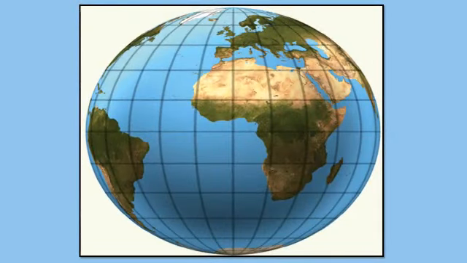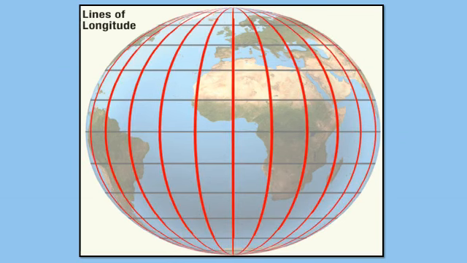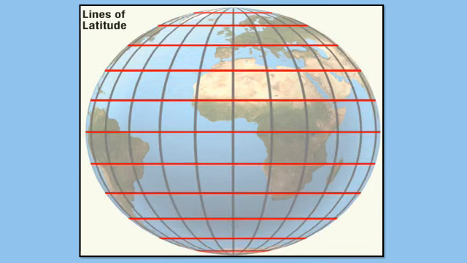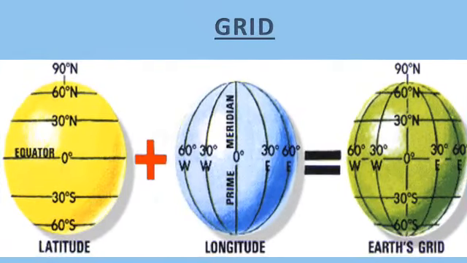It is an image of a grid. This is the equator. This is the line of meridian, the prime meridian. These are lines of longitudes and these are lines of latitudes. When these lines intersect each other, they form a grid, and the grid helps us to find the location of any place on the earth.